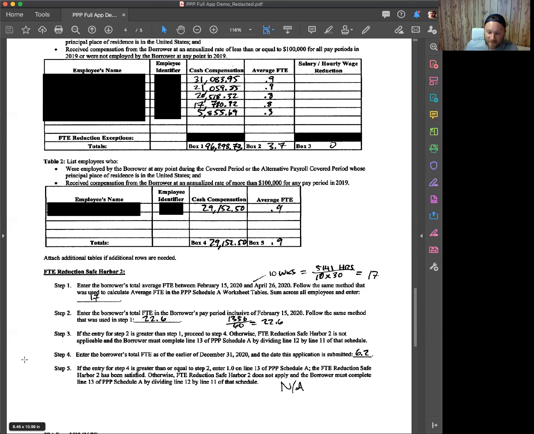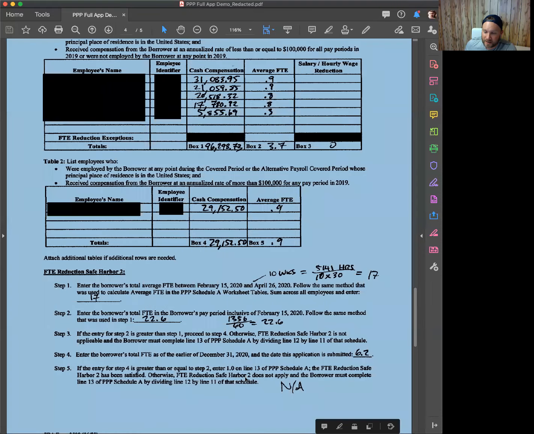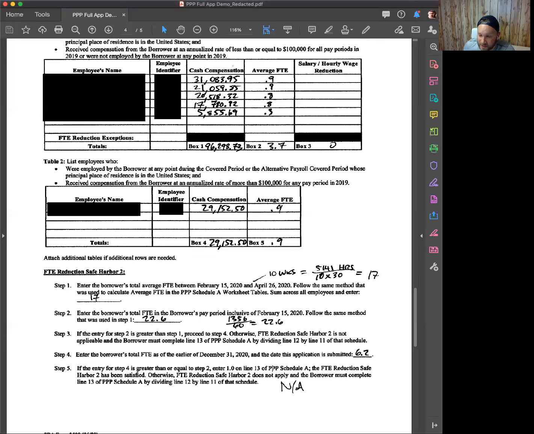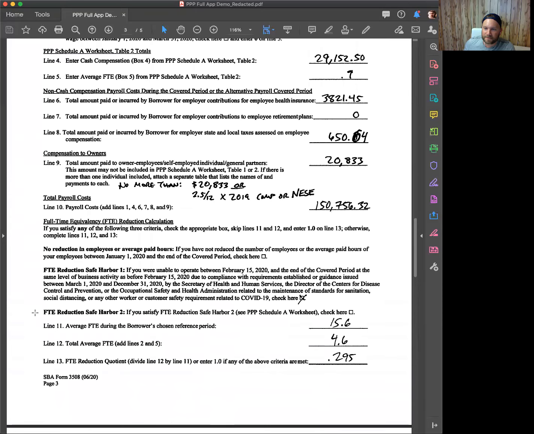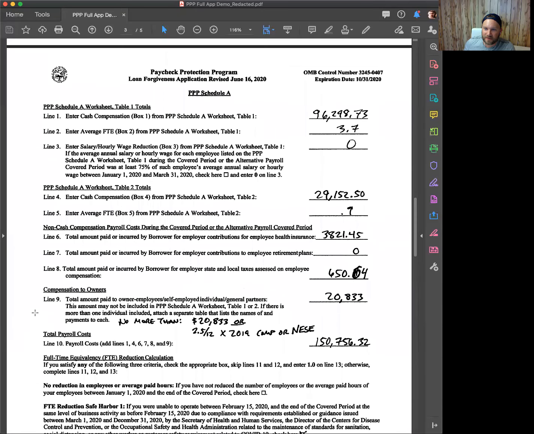But if step 4 is greater than or equal to step 2, if somehow you manage to get it back up to February 15th levels, you get to enter a 1.0 on line 13 of Schedule A, which you'll see in a minute. Your safe harbor for the FTE reduction has been met. In this case, that does not apply to this client, so we do not get the benefit of safe harbor 2. All right, that's page 4. We're moving back up to page 3. This is the last one where there's going to be any kind of heavy math.